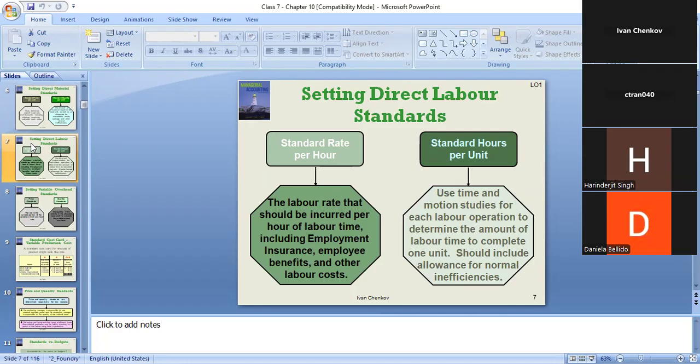How about standard hours per unit? Well, that will be the time spending on the product plus allowance for normal inefficiency. What will be the normal inefficiency today? Washroom, cell phone checking, text messaging. We have to set up the standards, and we have to include those for the standard hours per unit.